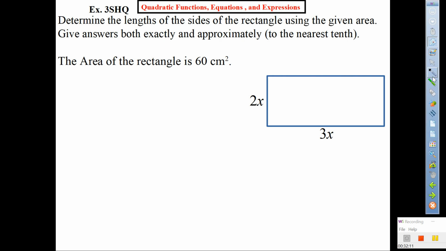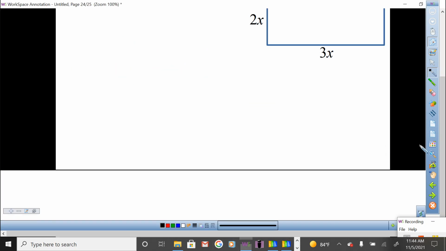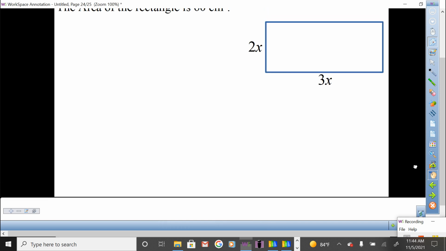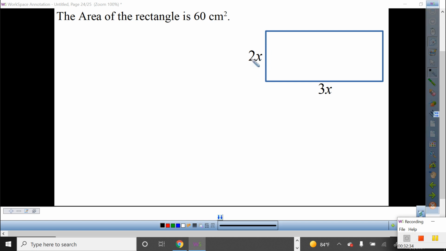All right, copy this next one, please. Let's go to geometry, your favorite. Oh, yeah. Copy the rectangle, and that information says the area of the rectangle is 60 centimeters squared. Copy that, please. All right, so for this one, they're going to ask you to solve for x, number 1, but 2, to solve for the distance in centimeters. But they want us to do it 2 ways, exact and approximately.